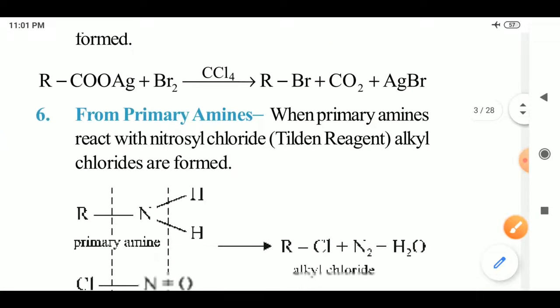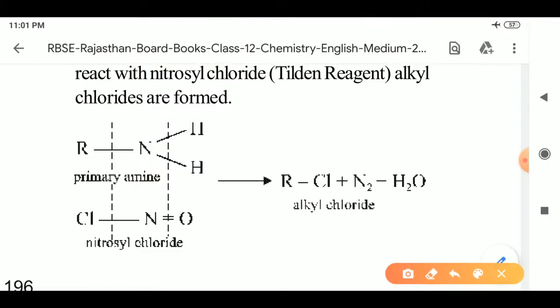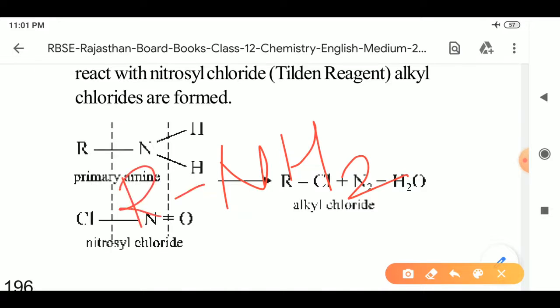Next is from primary amines. You know what are amines? The NH2 group is known as amines. If primary amines, that means R-NH2, that is a primary amine. That means nitrogen is attached with only one R, that is a primary amine.